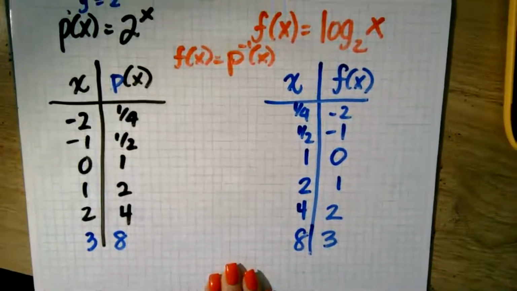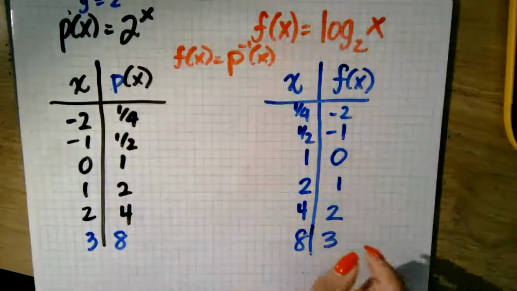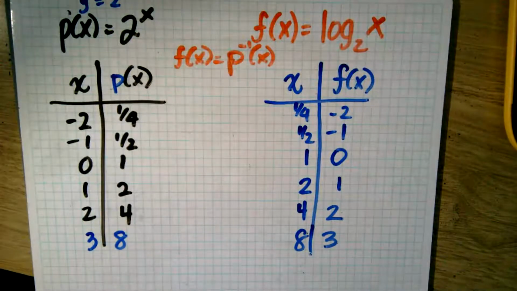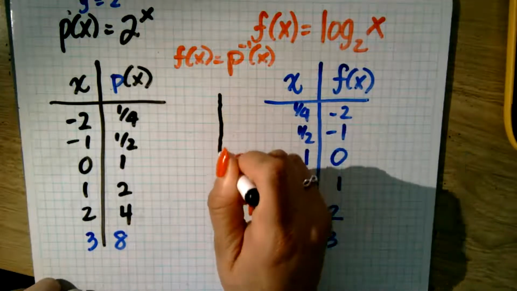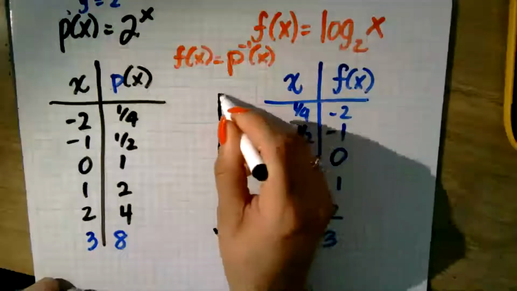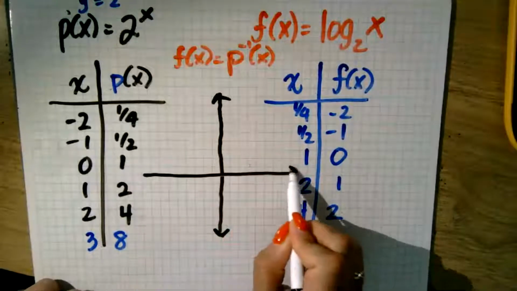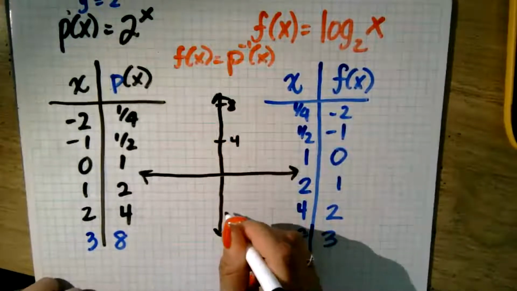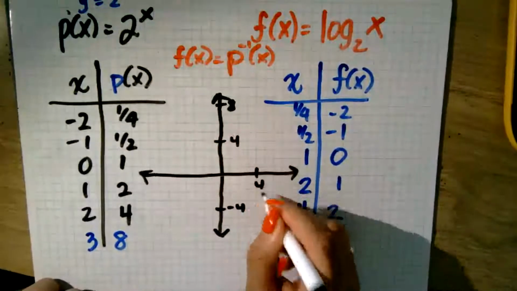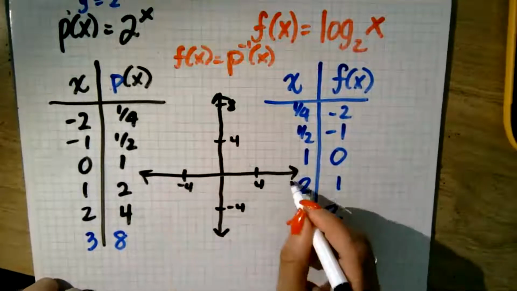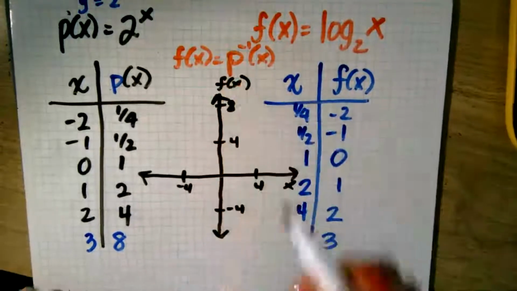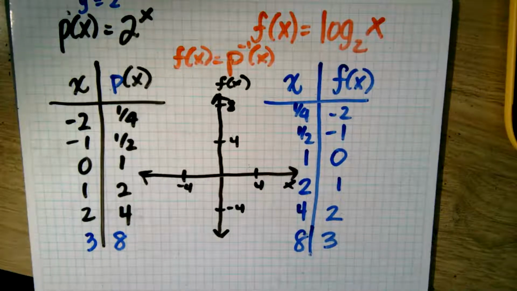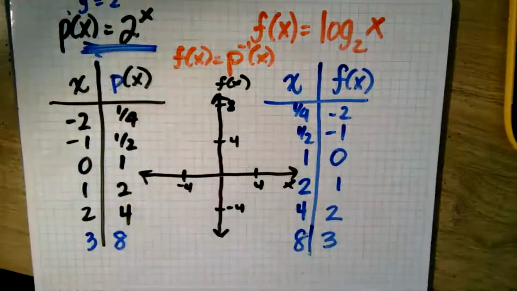So this is now my new function that I'm looking at. Again, base 2, they must match. And let's go ahead and graph and see what we get. So I'm going to go ahead and graph my p of x, which is my parent exponential function, in blue.